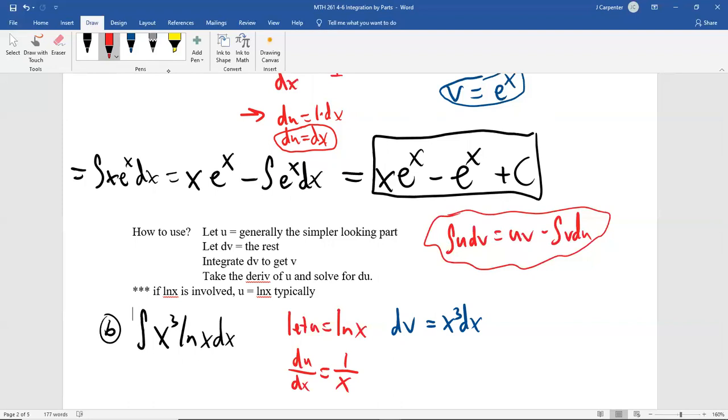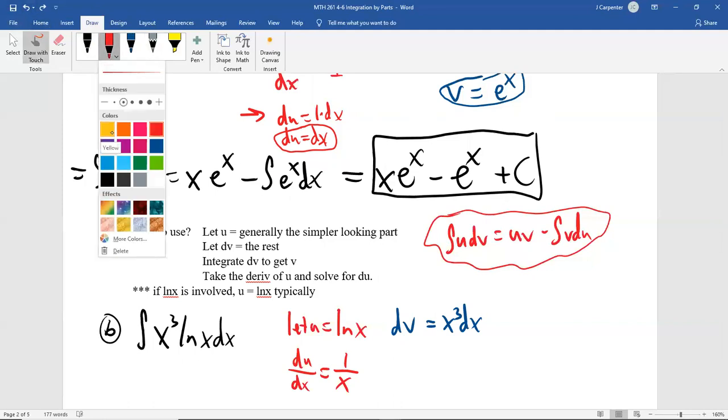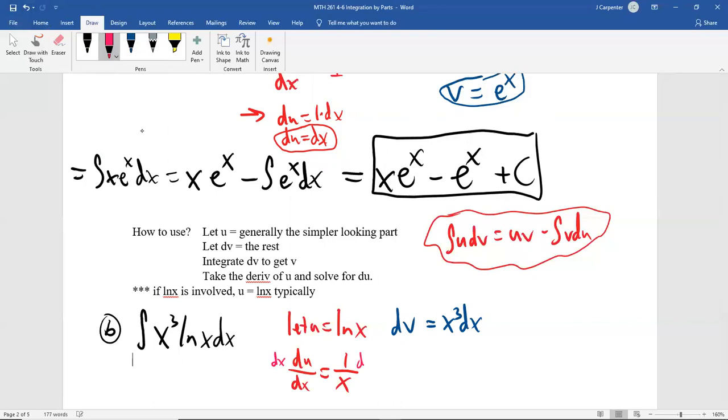Again, this is the slight variation of the substitution technique. We're going to solve this for du, not dx. So I just got to multiply both sides by dx. Oh, that is awful. Let's not do that. So dx on the left, dx on the right, so that those will cancel. And you end up with du equals dx over x.